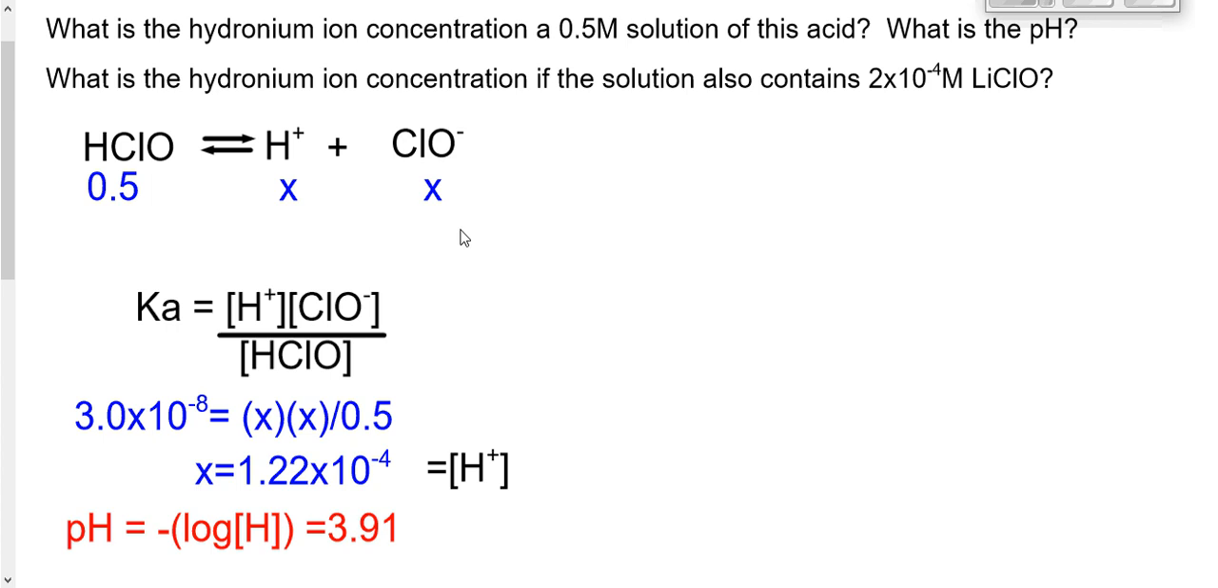Substituting the values, we know Ka, it was given in the question. The concentrations of hydrogen and hypochlorite come both in at X, and the concentration of our hypochlorous acid is 0.5. Solving for X, we get a value of 1.22 times 10 to the minus 4. And X has been defined as the concentration of my hydrogen ion. Now, since pH is the negative of the log of that concentration, the pH of this solution will be 3.91. We know that we're going to get a value less than 7 because we're dealing with an acid. How does this all change now if I add a salt that has an ion in common?